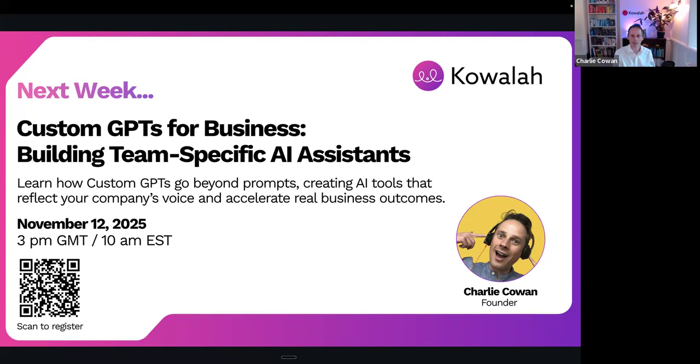Next week, we are going to be touching on custom GPTs, which we looked at a little bit earlier on. Custom GPT is a great way of packaging up processes, policies, document templates, anything that you want to give other people access to, both within your organization and outside of your organization.